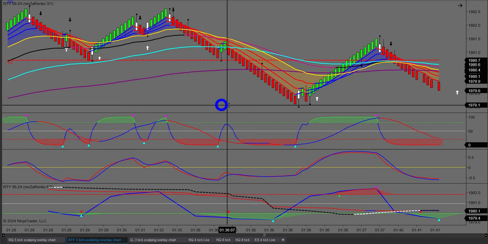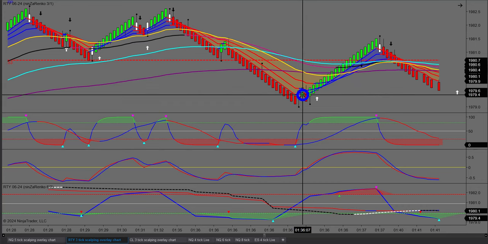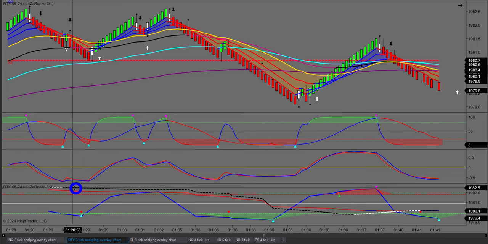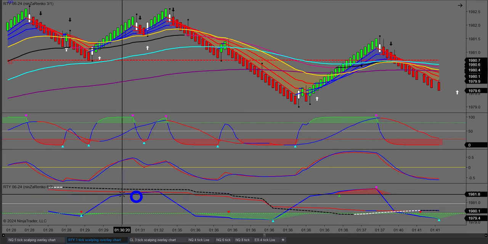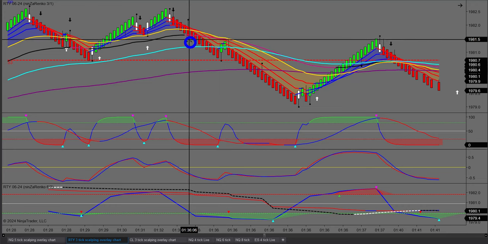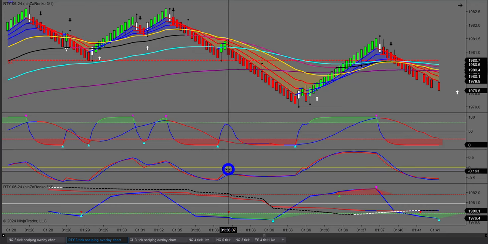Now here, when we get a pullback like this, do I take this trade? If you're using the overlay chart, see the trigger line, the black line here, we're looking for shorts in the direction of that. Okay, so for members watching this, this is a T20-1. We're going to trade in the direction of that, thank you very much.